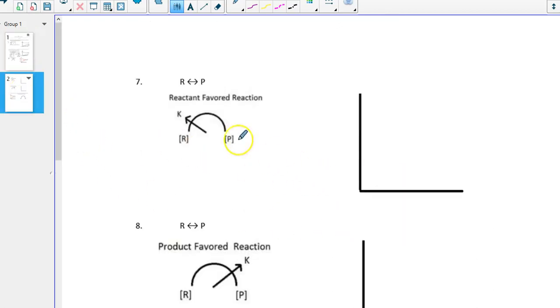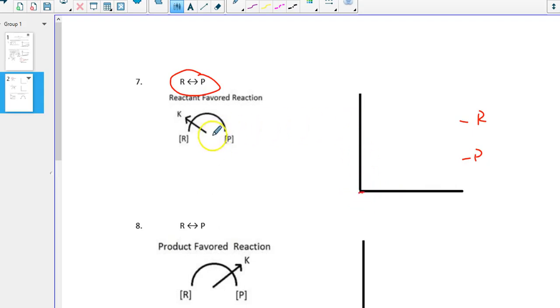Alright, so in this case here, we're ending at the reactant favorite. So if this is the reaction I'm using, then I need to have more R in the end than I do P, R and P. Again, where I start doesn't really matter, but I've got to follow the stoichiometric ratio of 1 to 1.